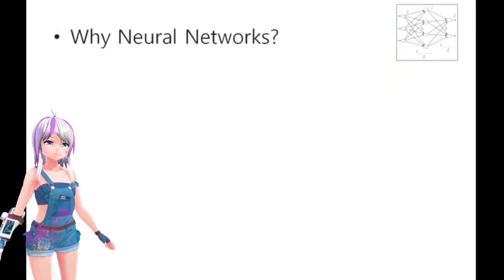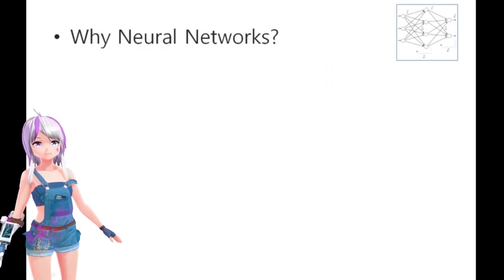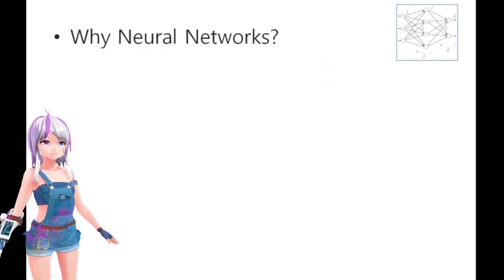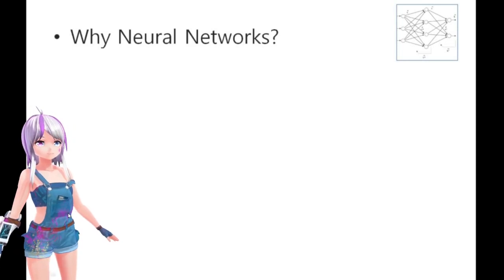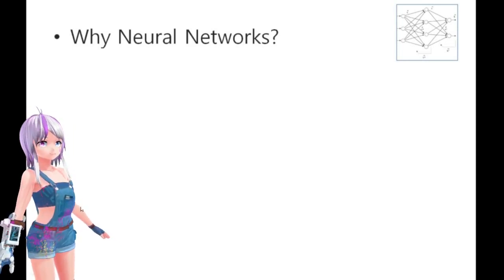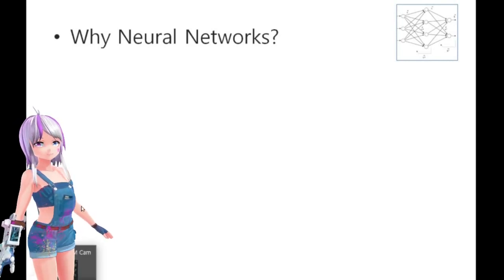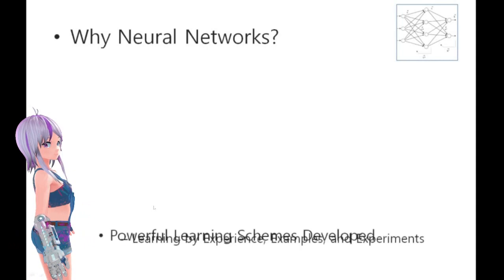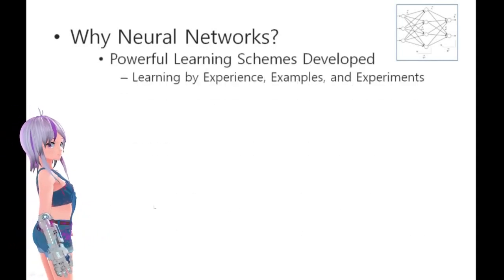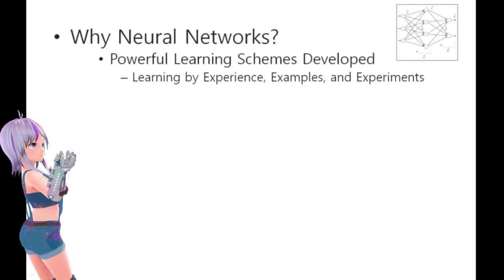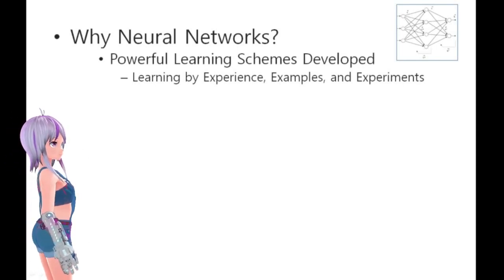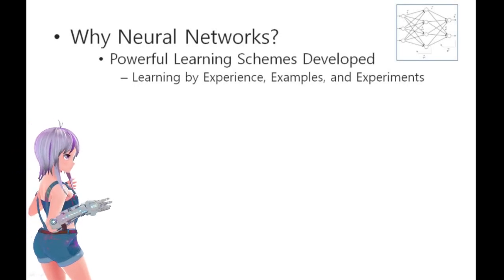In machine learning, why are we using neural networks? On the right hand side you can see the input, hidden layer and upper layer. Actually there are two layers of processing elements inside. The input layer just has the data distributed over it. We have a powerful learning scheme developed, which is called backpropagation. Later, you are going to have experience with this algorithm, and we can do learning by experience, example, and experiment. Without any mathematical model, you can solve some complex problems.